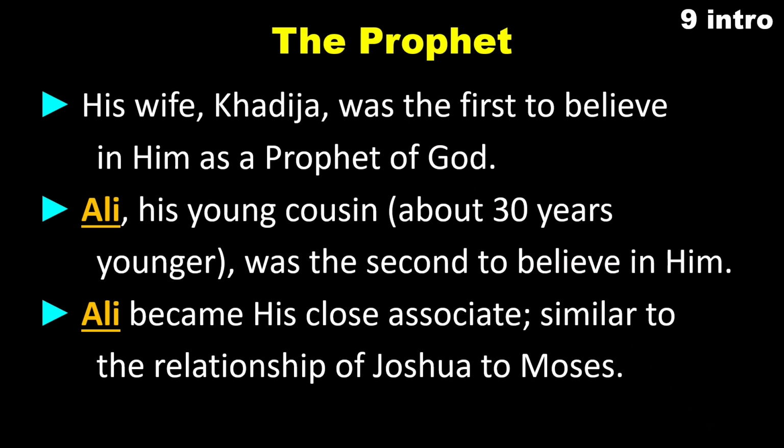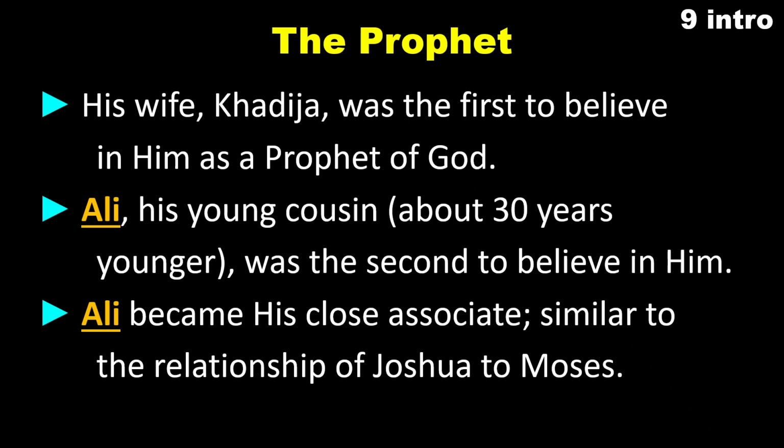Ali became his close associate through the years, a relationship in the new faith of Islam similar to the relationship of Joshua to Moses, meaning Moses and Muhammad were manifestations of God, that is, prophets of God, who brought a new revelation to the people to whom they were sent. Then Joshua and Ali were the promulgators and protectors of the faith of their respective prophets.